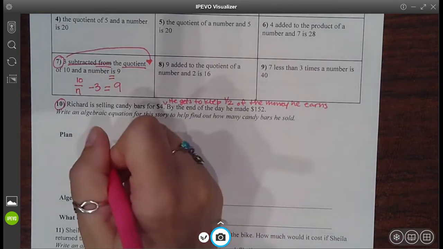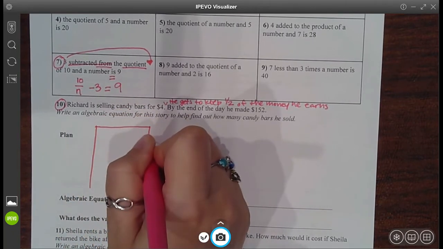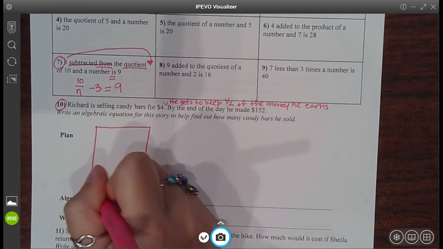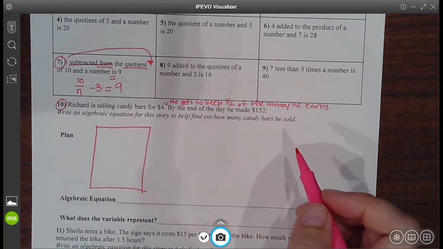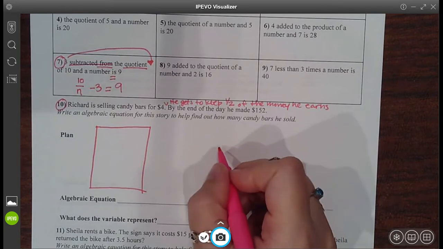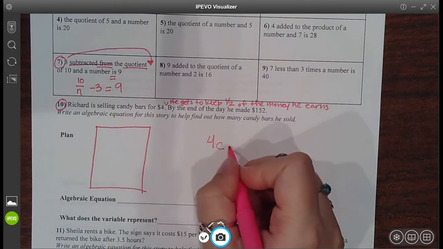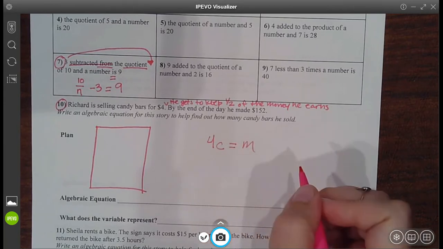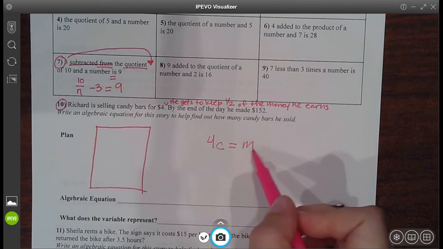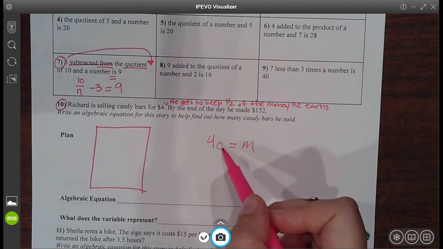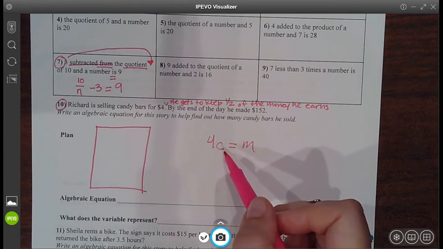All right, let's go ahead and take a look. I'm a little confused because it would be really easy if this extra part wasn't here. Because I'd basically take however many candy bars he sells, multiply that by 4, and that's going to equal the total amount of money he makes. And I'd be done. I'd plug in 152 here, and it would be 4 times the number of candy bars equals 152. And then I could figure out how many candy bars he sold, right?